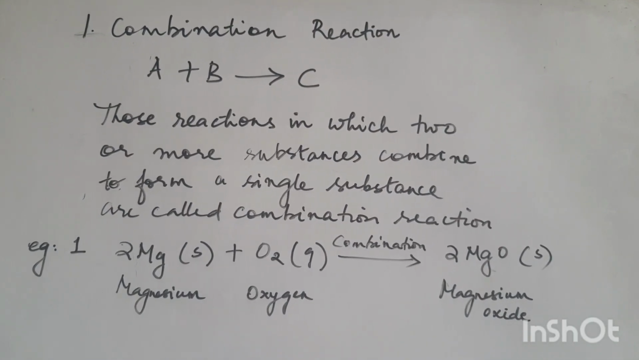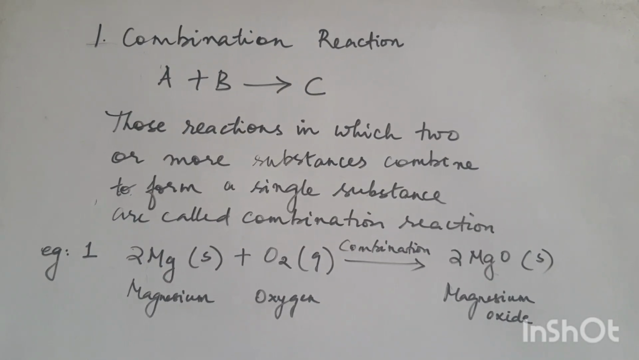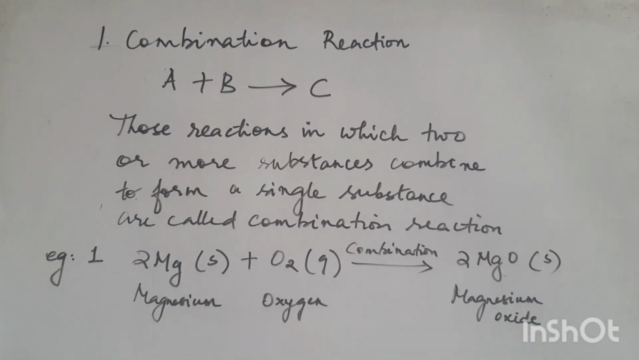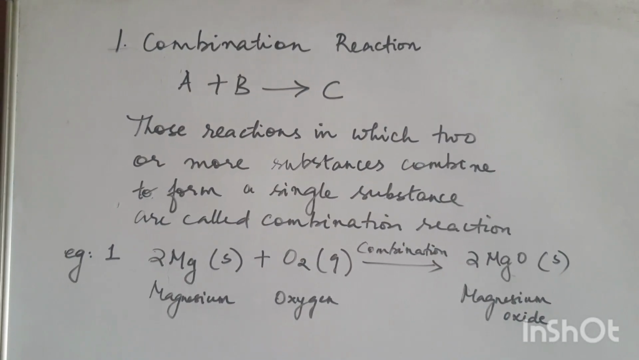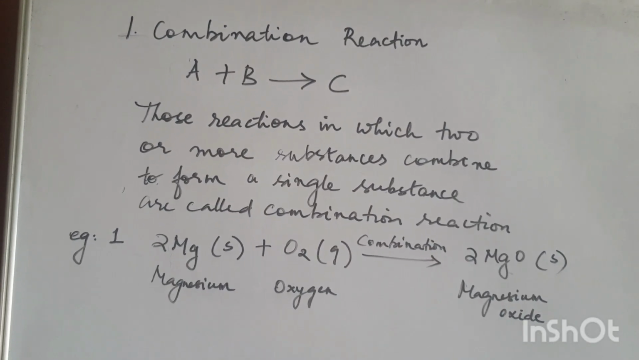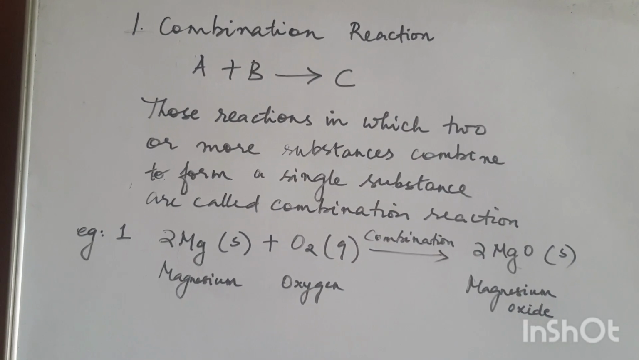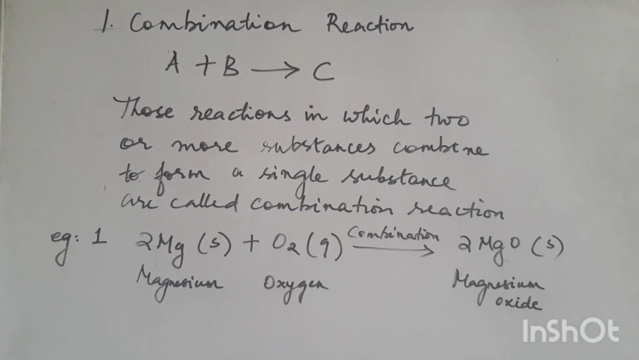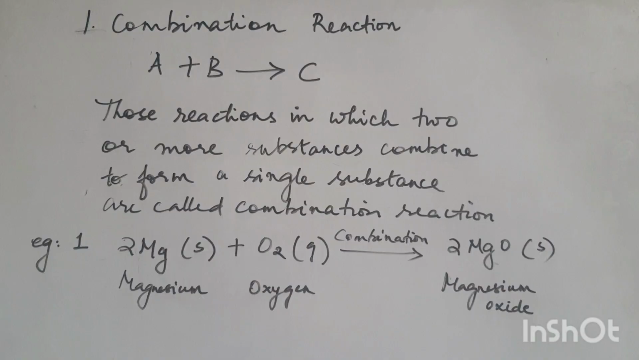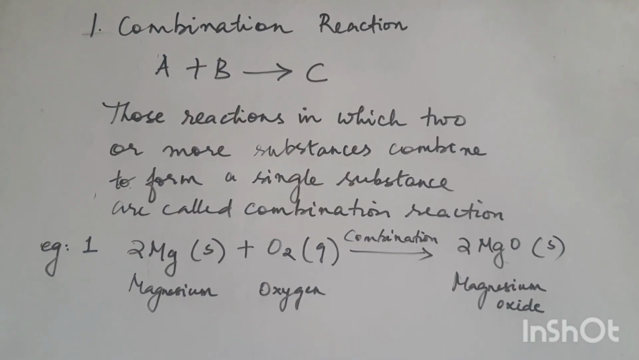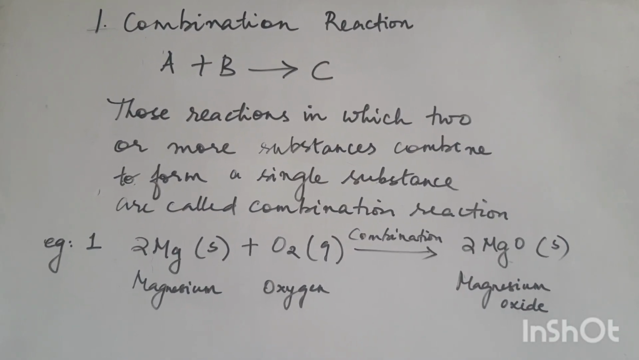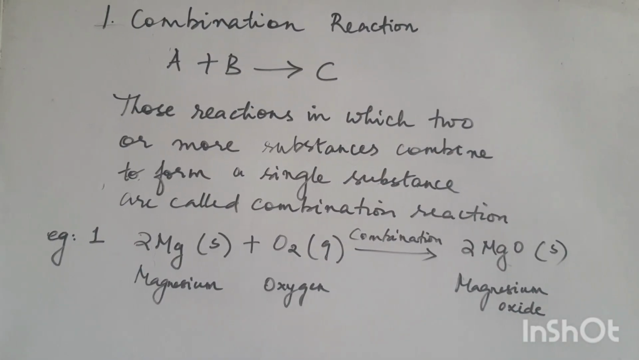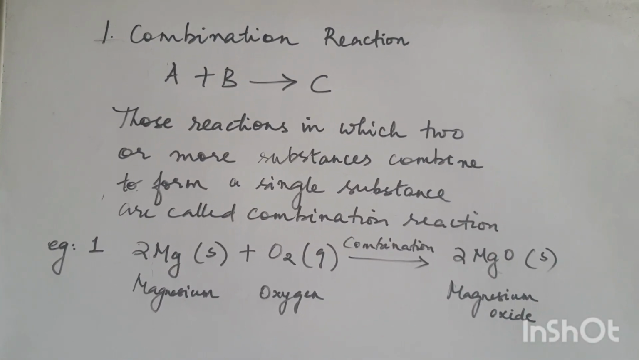So I've written A plus B gives C. That means you're having two substances. I've taken one as A and the other as B. They combine together to form another substance, a single substance, that is C. In short, I have written A plus B gives C. It is not strictly that you have to take only two substances. You can take more than two substances.